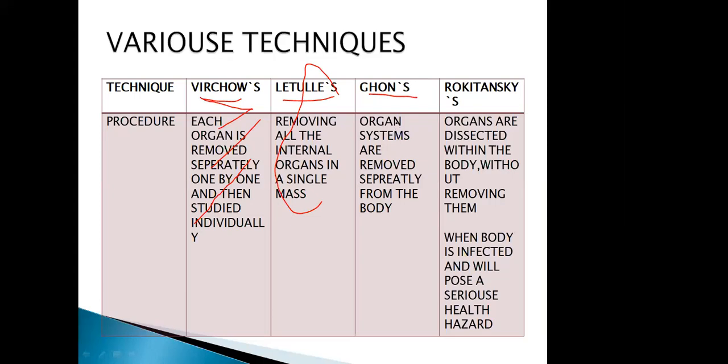Next is Ghon's technique. Organ systems are removed separately from the body. What is happening in Ghon's technique? First the GIT is removed: esophagus, stomach, then the small intestine and large intestine. That is called system-based removal. Then the respiratory system: larynx, then lungs. All those systems are removed. It is called Ghon's technique. So here the organs are removed in a systematic, system-based manner. First we studied removing each individual organ, then removing all at a time as a single mass. Next is removal of organs or systems in system order.